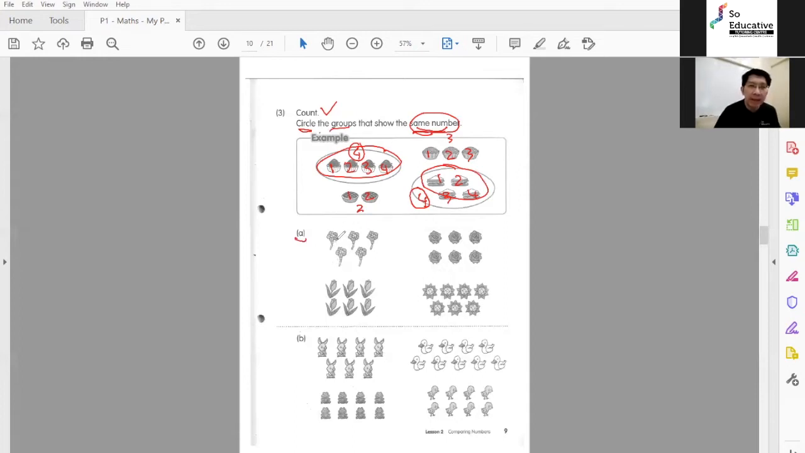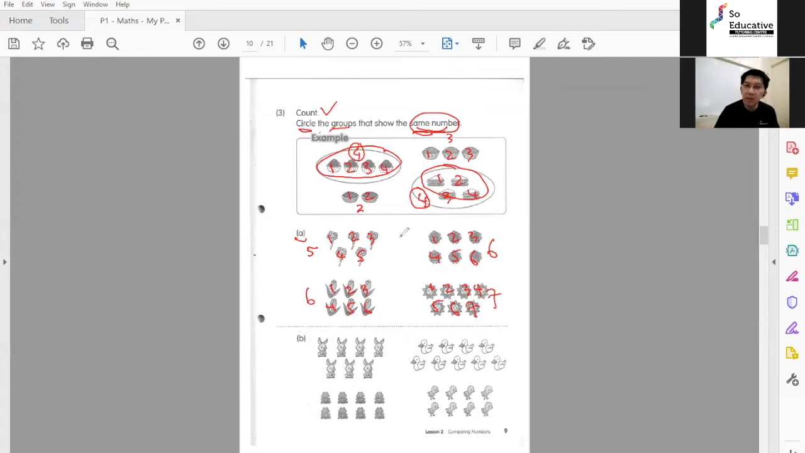We'll start by counting these flowers. 1, 2, 3, 4, 5. I'm going to write down here 5. Now this flower, 1, 2, 3, 4, 5, 6. I'm going to write down here 6 flowers for this one. 1, 2, 3, 4, 5, 6. 6 flowers here. 1, 2, 3, 4, 5, 6, 7.